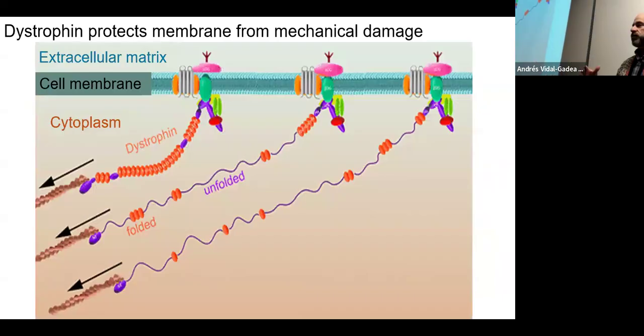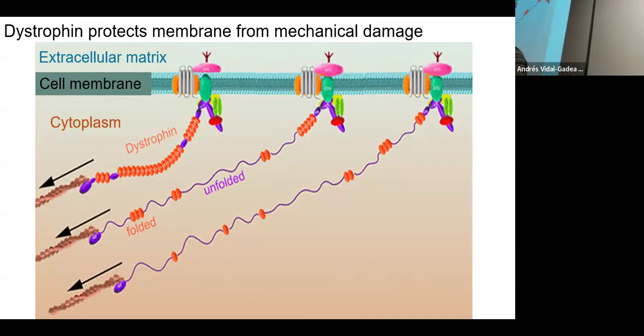So the forces that this muscle generates, some of it is transferred to the skeleton, so you can actually move. But some of it, as I mentioned, is diffused outwards towards the membrane. And so you need something in place there to protect the membrane from that. And this is where our protein comes in, dystrophin, which plays a crucial role in absorbing some of these lateral forces that are happening in the muscle.